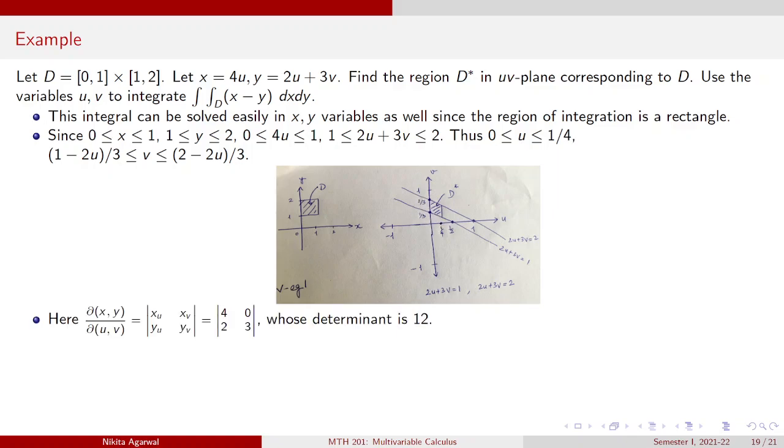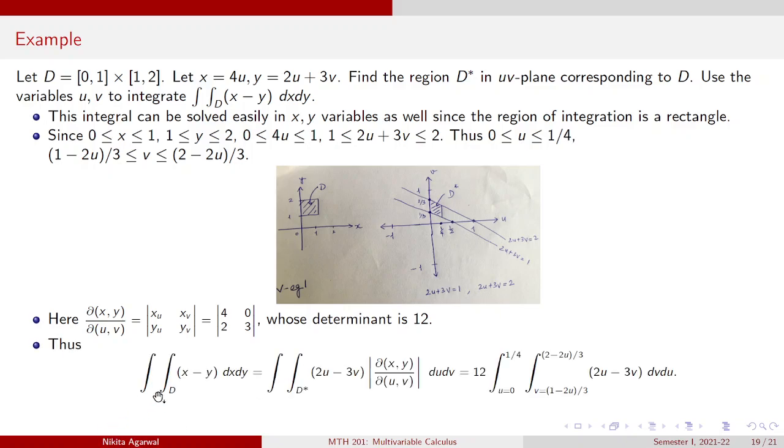Now for integration purposes we need the Jacobian determinant, which comes out to be 12 in this case. So if you look at the double integral over the new region D star, x minus y becomes 4u minus 2u minus 3v, which is 2u minus 3v, times the absolute value of the Jacobian determinant du dv. The absolute value of the Jacobian determinant is 12, a constant, so I have taken it out. You have 2u minus 3v.